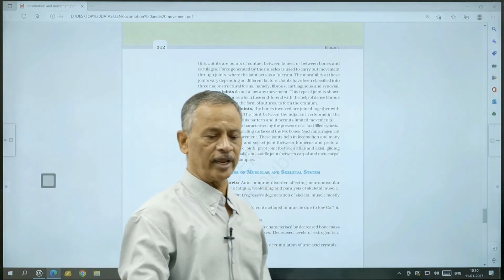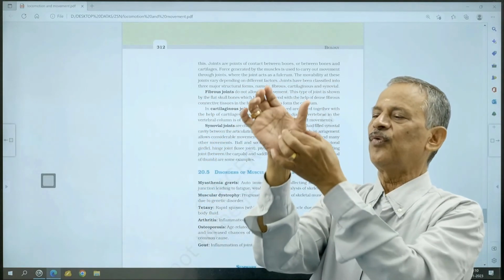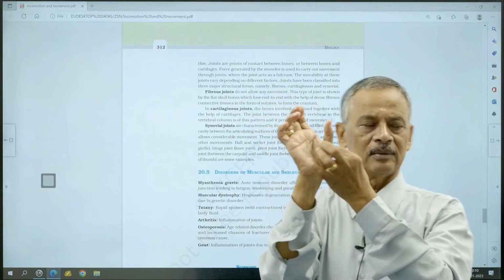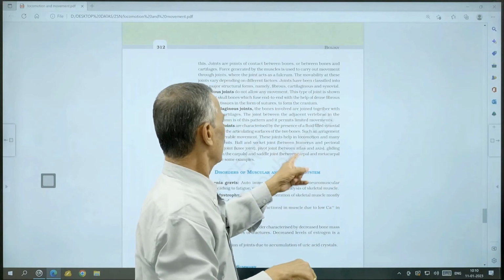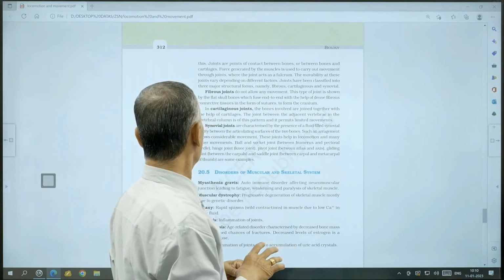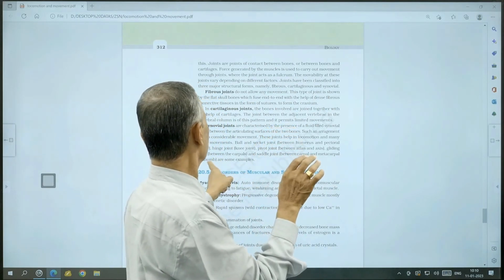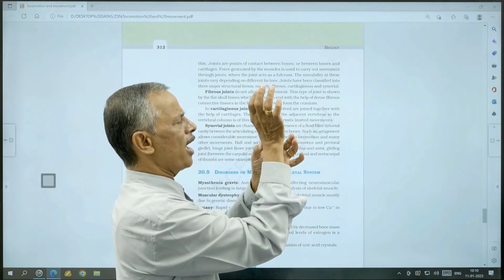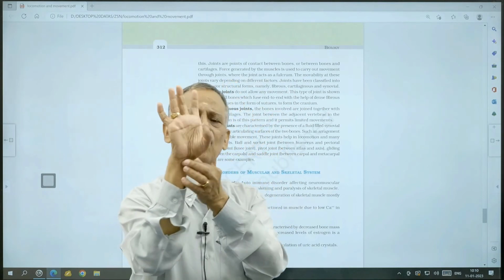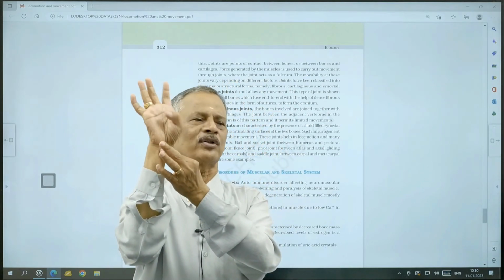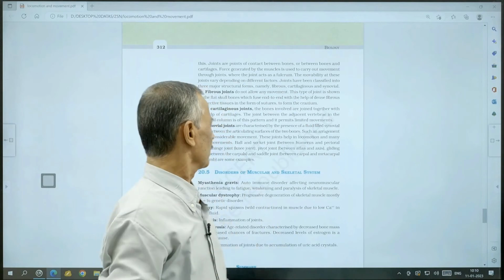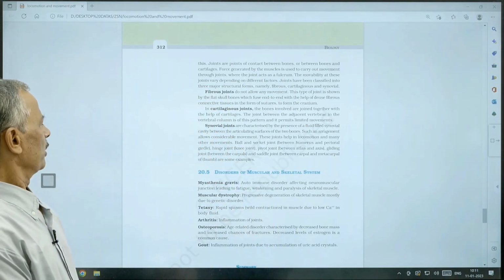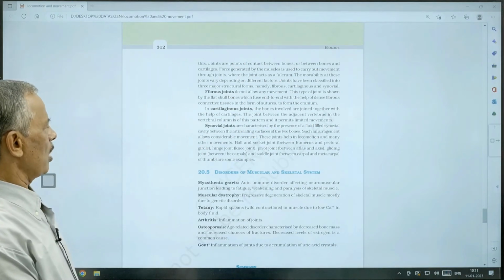Saddle joint between the first metacarpal and carpal of the thumb. That is why we are having more freedom of movement of our thumb. Okay. So saddle joints. Now coming to the last part, namely disorders of the muscular and skeletal system.